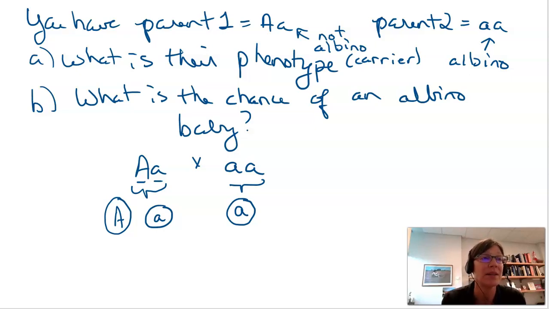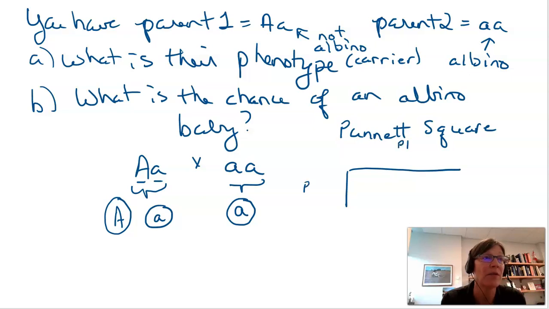And what we can do next is we can use a tool called a Punnett square to model the possible offspring. And so we can take the gametes from parent one and put them up there, and the gamete from parent two and put it over here. There's the gamete from parent two. Here's the gamete from parent one. Here's the other gamete from parent one.